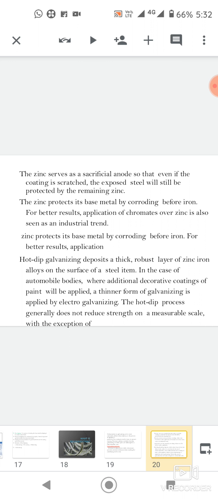The zinc protects its base metal by corroding before iron. For better results, application of chromates over zinc is also seen as an industrial trend. Hot dip galvanizing deposits a thick, robust layer of zinc iron alloys on the surface of the steel item.